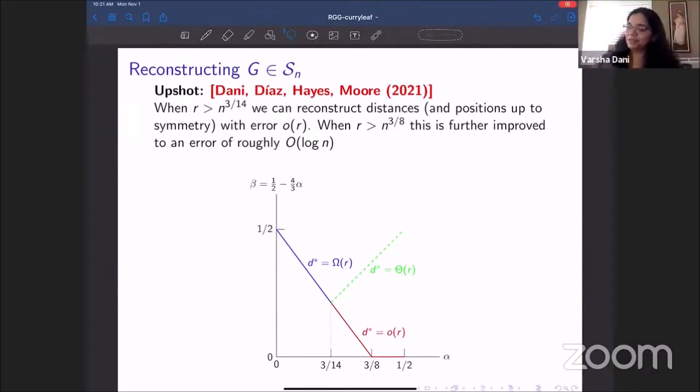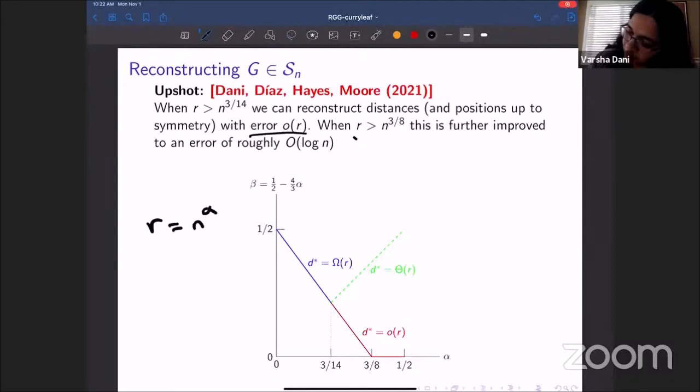So, yeah, what have we shown? We've shown that for sufficiently large R, we can reconstruct distances and positions up to symmetry, and the error is asymptotically very small in R. And when R is even bigger, n to the 3/8, it actually turns out that the error is only about order log n. And so this picture shows what it shows is R is n to the alpha, and the error is n to the beta, right?